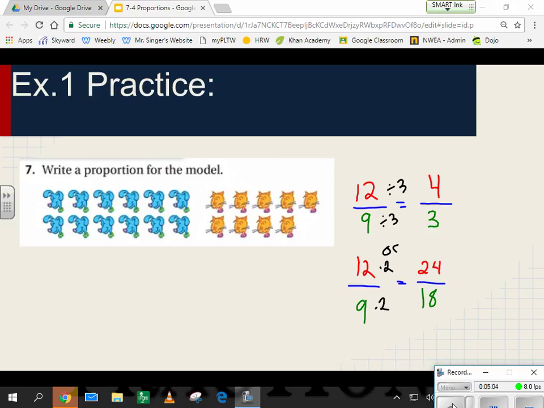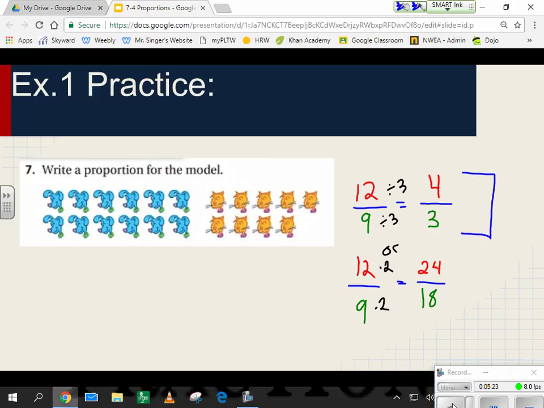So the one ratio I decided to change up or find equivalent is I divided them by 3 because I saw that they both had a factor of 3. And I got 4 to 3. So that's one equivalent ratio right here. And 2 equivalent ratios make a proportion.